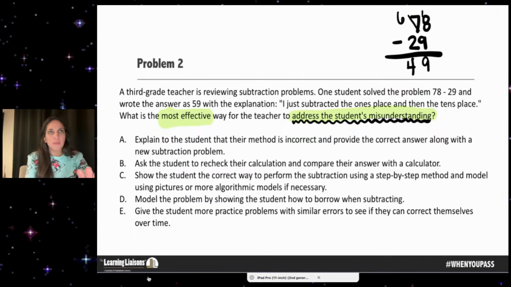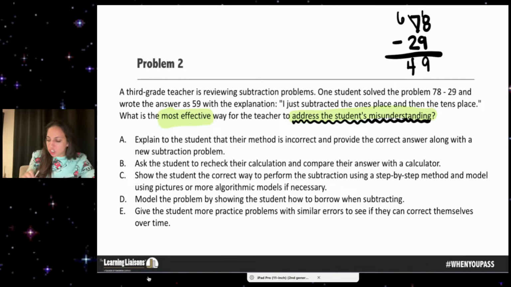That is always going to be the better way to understand what the student's misconception is. So if this said, what is the most effective way for the teacher to understand the student's misconception, we would want to ask clarifying questions so that we really could dig deeper into what the student was doing. But at this point, we are in the addressing the student's misunderstanding. So explaining to the student that their method is incorrect and providing the correct answer along with a new subtraction problem. Not bad. Let's keep moving.